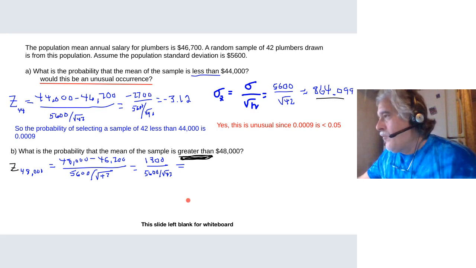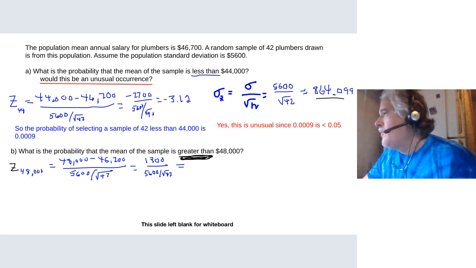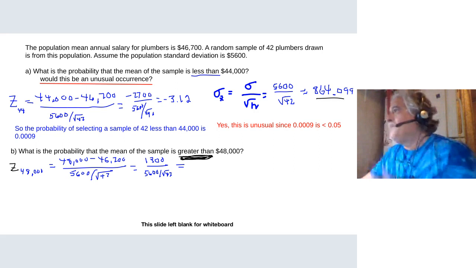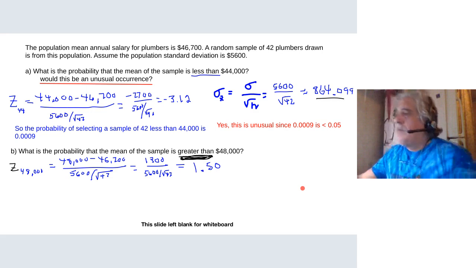All right, so let me do the calculation here. Hold on a second. So this is 1.5. And I'll just put a zero because, you know, the convention is to round off to 2.